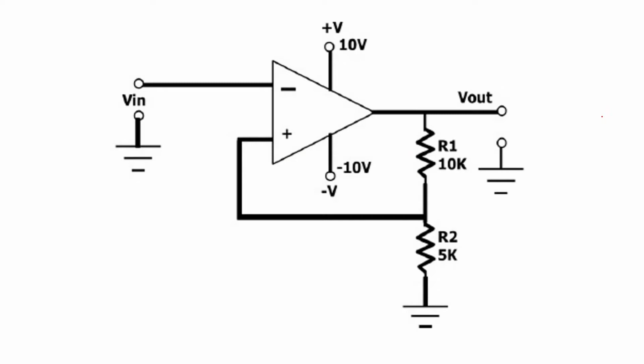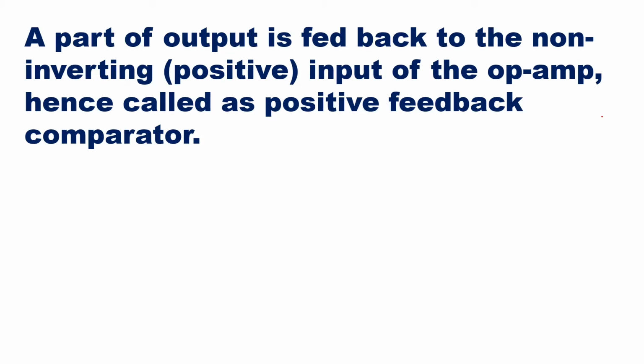Practically, you can see the same type of circuit. We have V in, then R1 and R2 are given a value, and then you have plus VCC and minus VCC supply, and you will get output. The same circuit has been shown practically over here. Now, the explanation of the Schmitt trigger: a part of the output is fed back to the non-inverting positive input of the op-amp. Hence, it is called a positive feedback comparator.